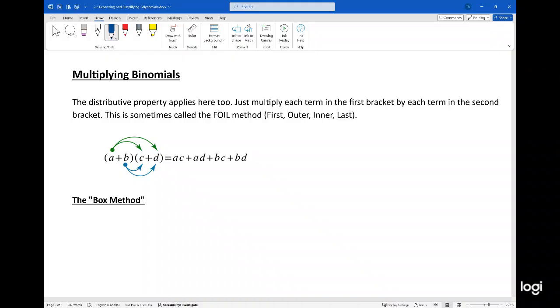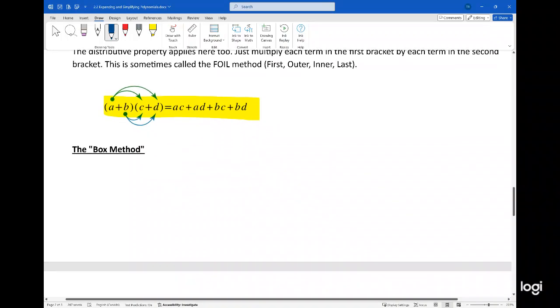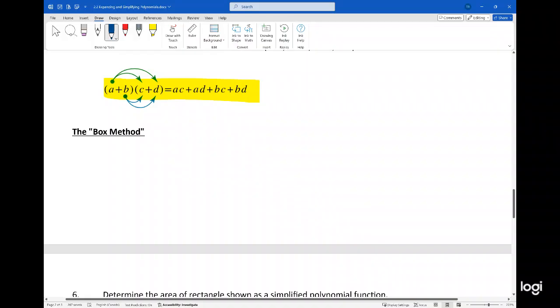Now I'm going to show you something called the box method. You can use it or not. Both of these methods work just expressing it out algebraically like it is right here. The box method, I find it's harder to make a mistake. It's harder to goof on something. And so what we're going to do for the box method is just make a little rectangular box.